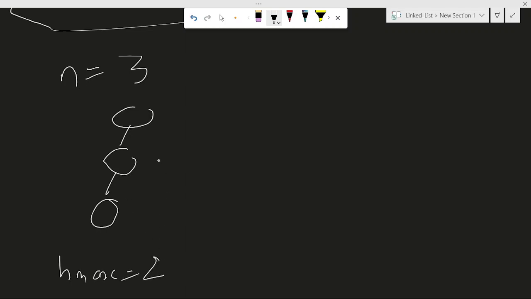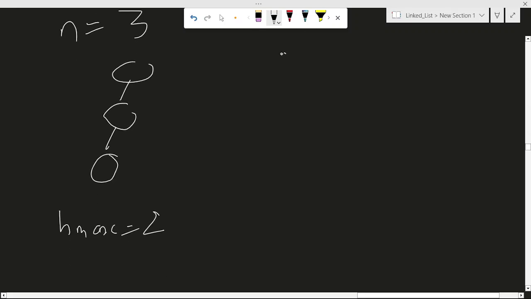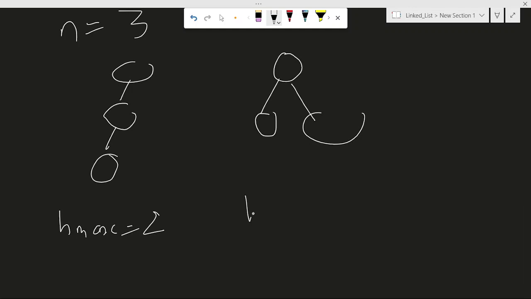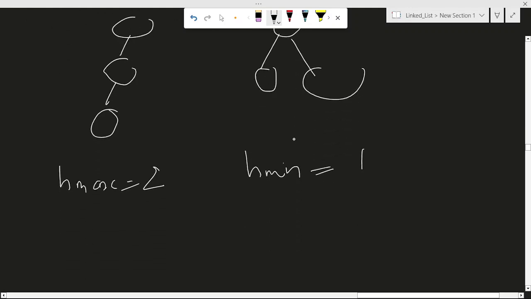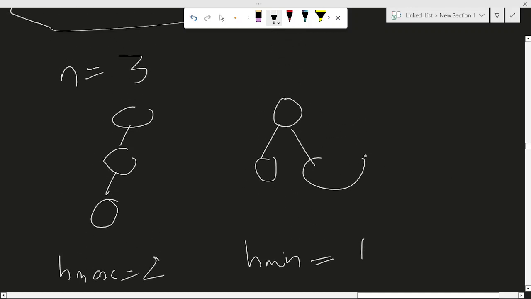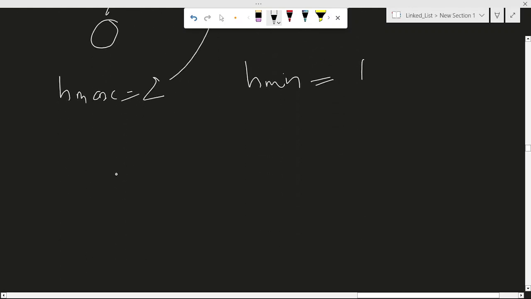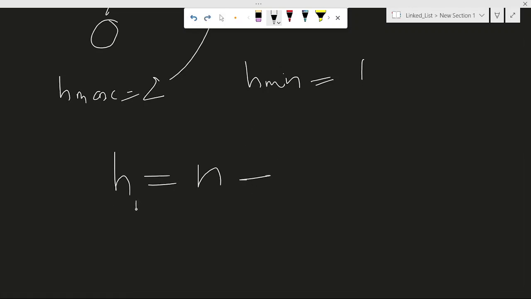Okay, what is h min? What I will do is take nodes like this. So h min will be equal to 1. From this diagram, what you can observe is that h minimum is 1, and h max is 2. So what is the relation between them? So h is equal to n plus 1, right? N plus 1. This is the maximum height that I can reach.